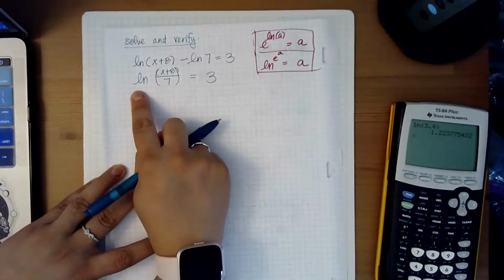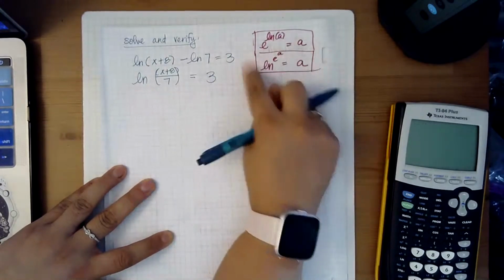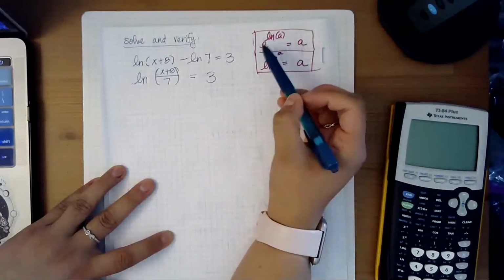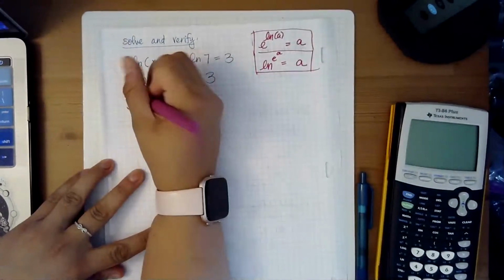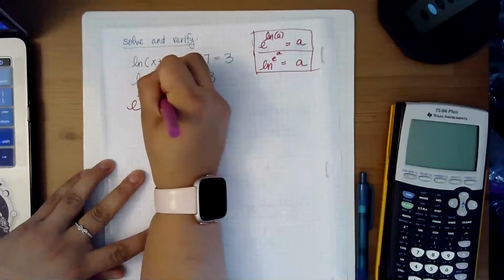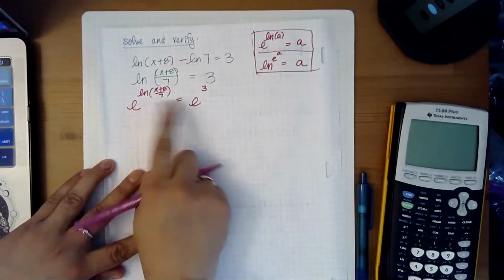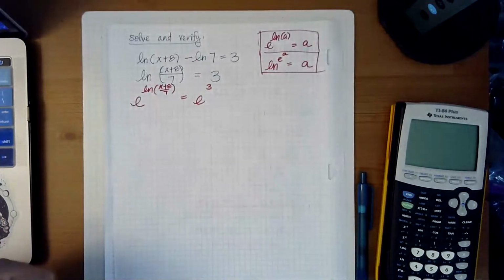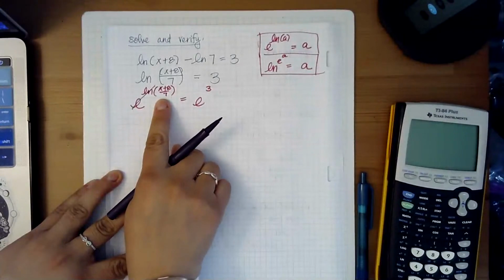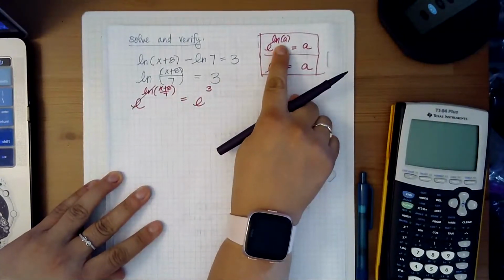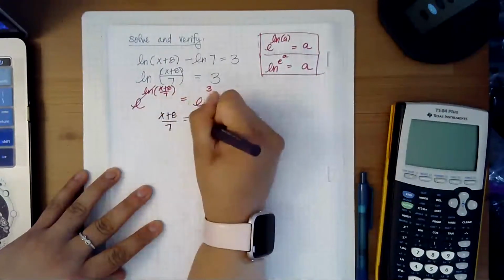So on one side I have the natural log, and on the other side I have a real number. So again, I'm going to use one of these rules, and the rule I'm going to use is e. So I'm going to raise both sides by e. So I'm going to go e to the ln of (x plus 8) over 7 is equivalent to e to the 3. So what did I do? I raised both sides to the e. Okay. So here, this is going to cancel, and I'm just going to be left with that input of the natural log right there. So it's going to just give me (x plus 8) over 7 is equal to e to the 3.